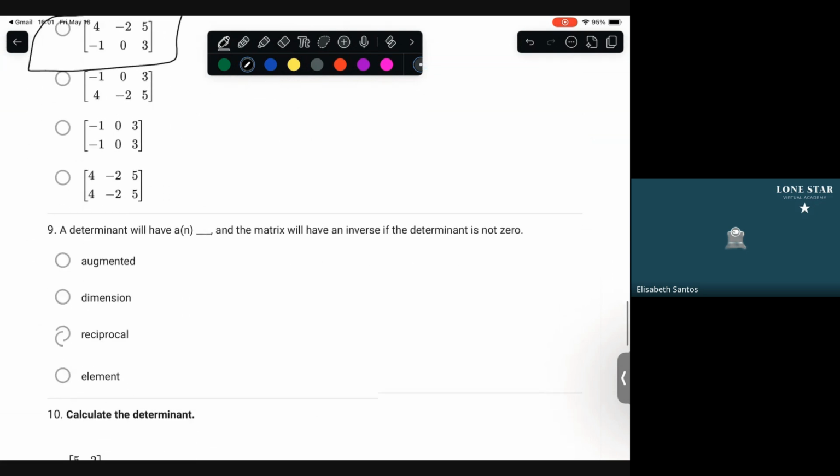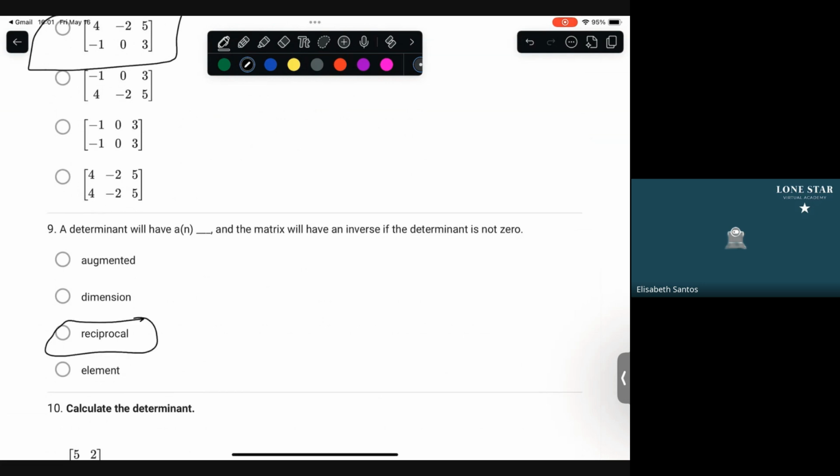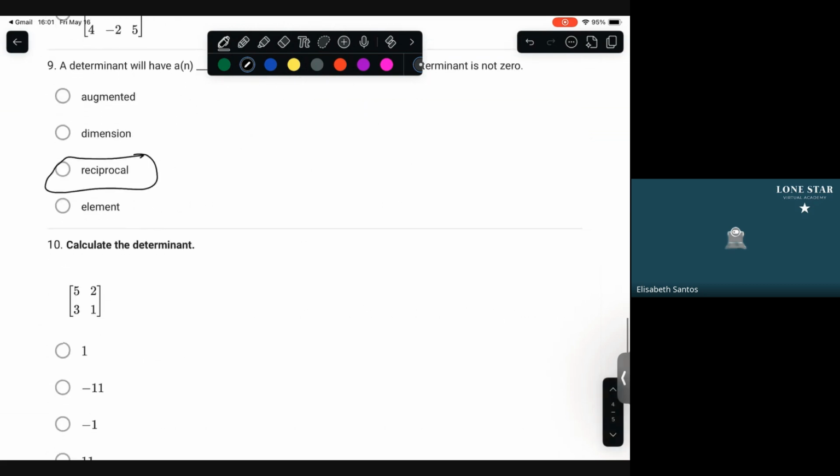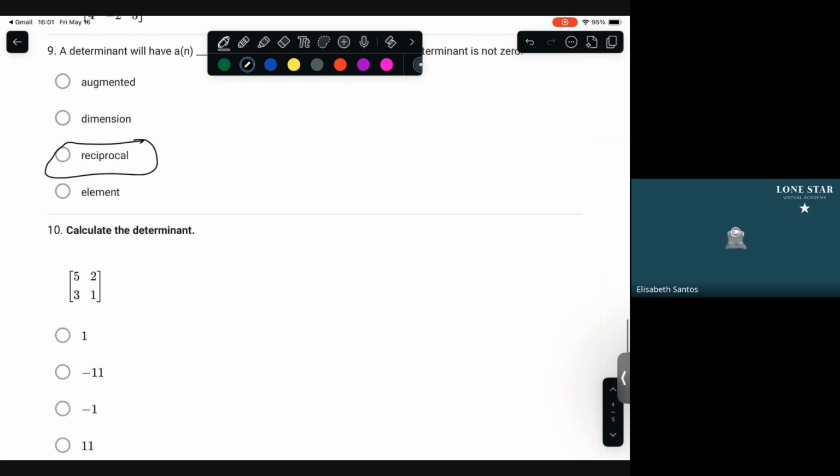A determinant will have a reciprocal, and the matrix will have an inverse if the determinant is not 0. So 10, how do we calculate the determinant?